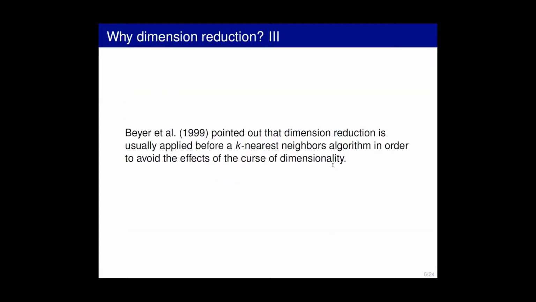Here is another reason. Beyer and colleagues, in their 1999 paper, point out that dimension reduction is usually applied if you want to use the KNN algorithm, because the nearest neighbor does not make much sense in high dimensional space. In very high dimensional space, all the distances look similar, so you cannot differentiate whether a point is a neighbor of another point. Based on all these reasons, people have developed many dimension reduction techniques.